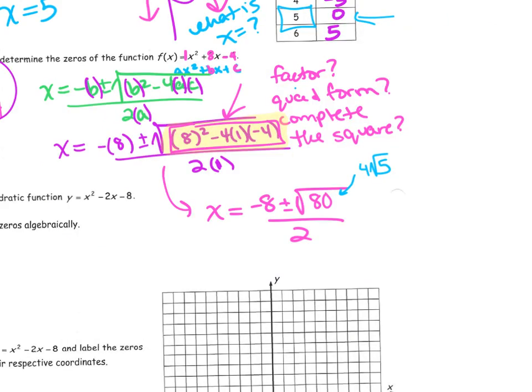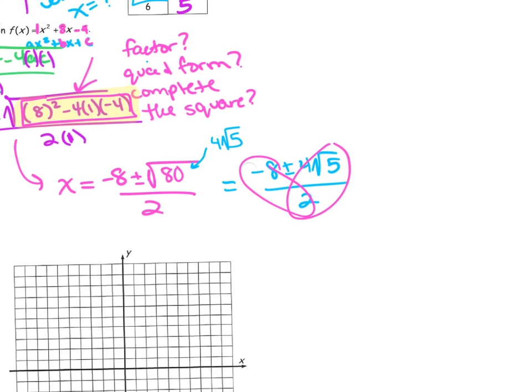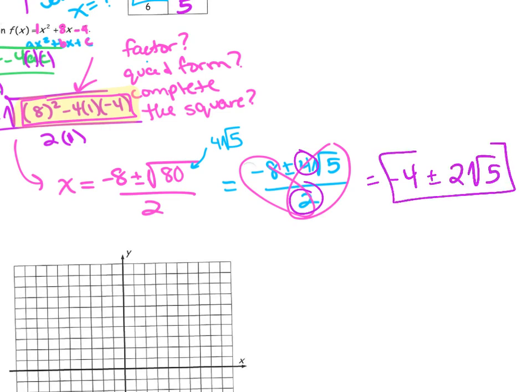Okay, so now I can rewrite this. We have -8 plus or minus 4 radical 5 all over 2. I'm going to use the heart method. Hopefully you guys remember the heart method or the pretzel method, whatever your Algebra 2 teacher called it, it doesn't matter. Okay, so now I have -8 over 2 is -4. 4 over 2, don't forget the plus or minus, is 2 radical 5. And that is my final answer.